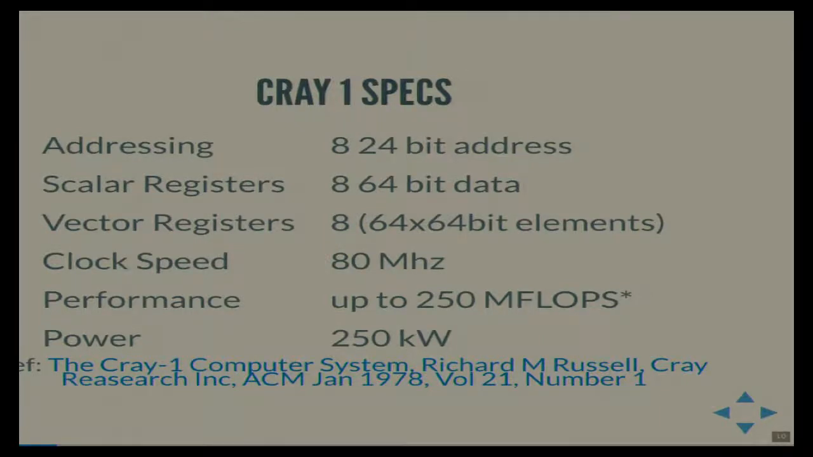It had 8 vector registers, each capable of holding 64-bit elements, and this allowed it to execute the same floating point operation across multiple elements in the vector register. I don't know if anyone saw Liam's circuit-less travel talk yesterday, but as you can see, they did it first, quite a long time ago.